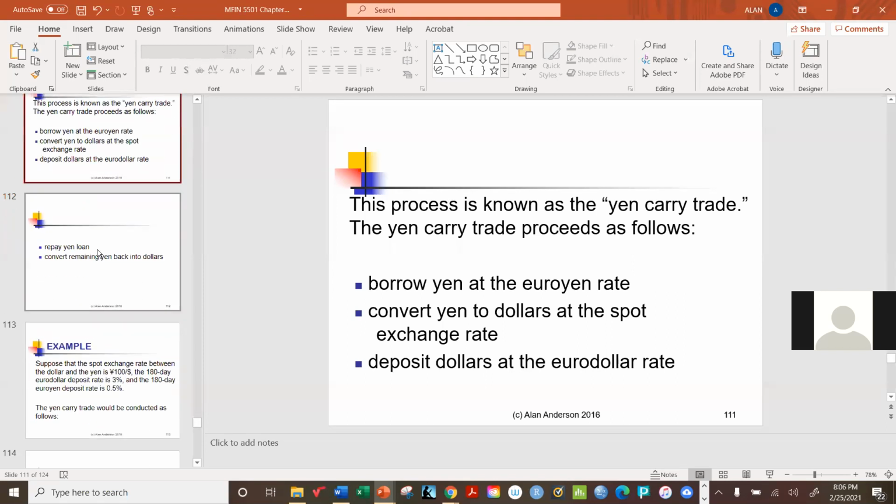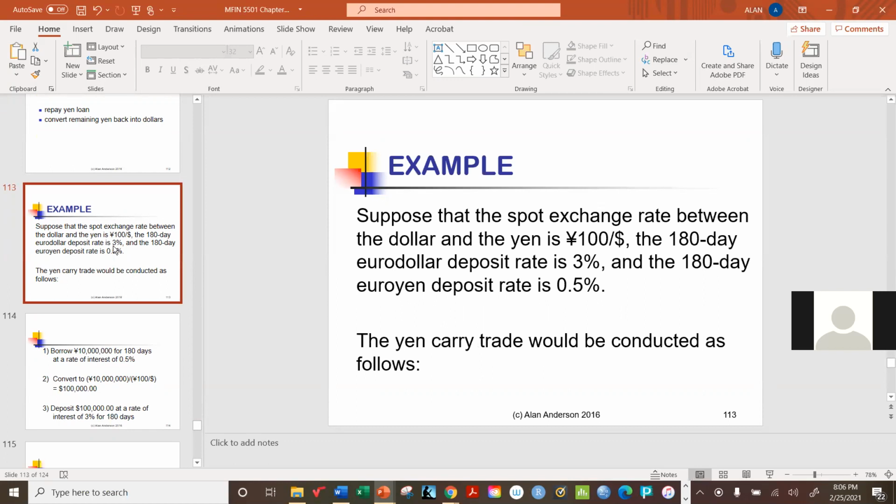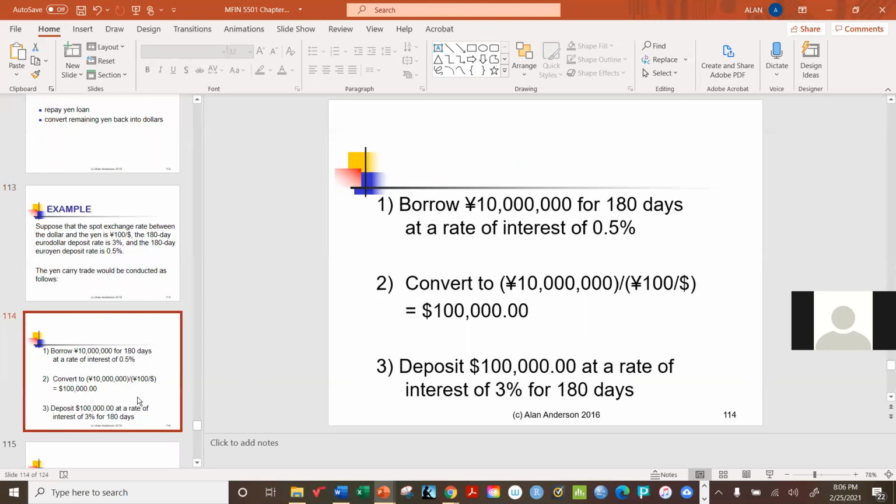So let me see, I think I have a numerical example here. Yes, good. So here's how this would have worked. So currently the spot exchange rate between the dollar and the yen is 100 yen per dollar. And you see the two respective euro currency rates are 3% for the dollar and 0.5% for the yen. So this is what clever American traders would have done. All right. So they're going to borrow those inexpensive yen and lend them out in dollars. For example, let's say that they decided to borrow 10 million yen for 180 days at the Japanese rate of 0.5%.